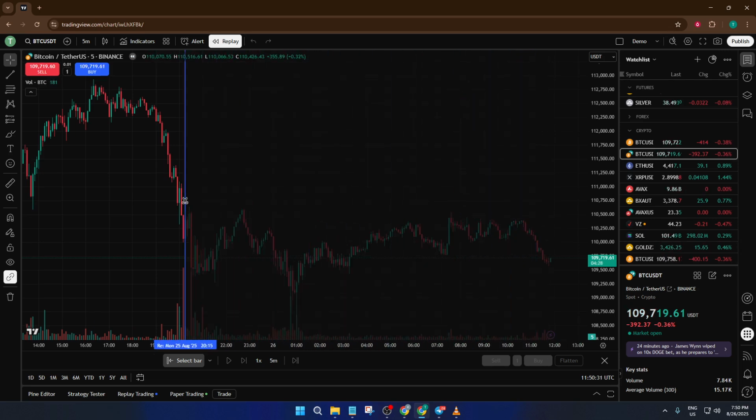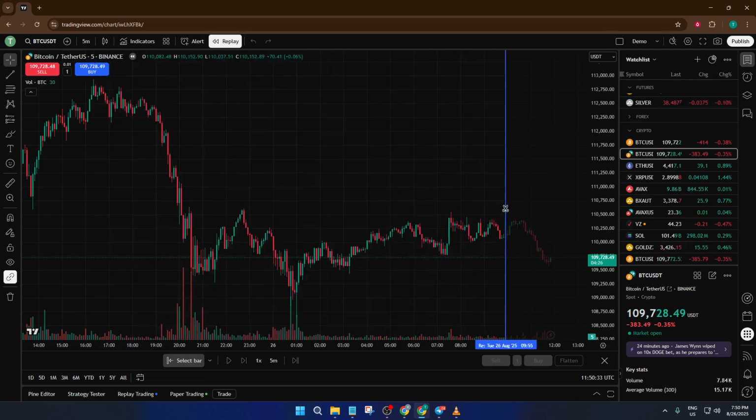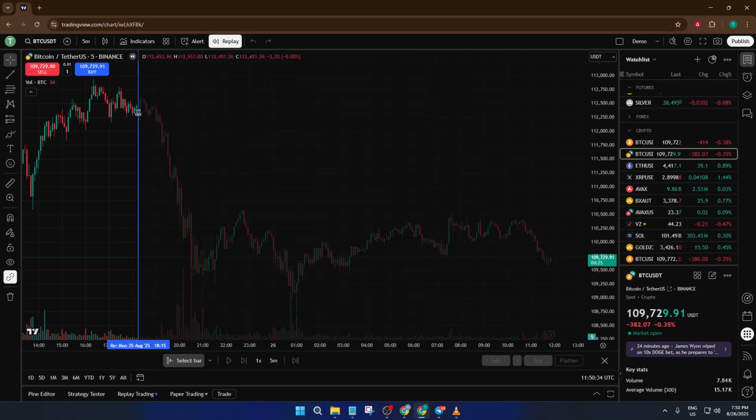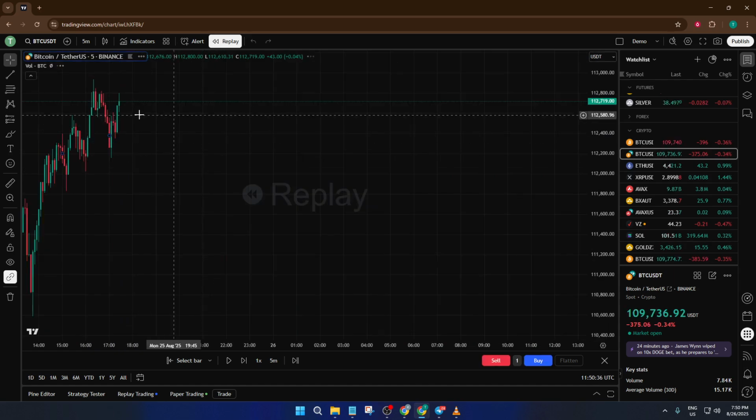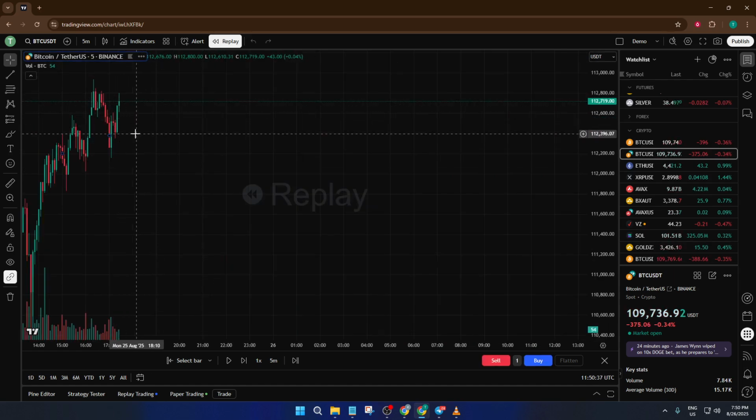Once you've activated replay mode, you'll notice that your cursor changes and you can now click anywhere on the chart. Choose a spot where you'd like your replay to begin, maybe a day before a big move or right before an important news event. Just click right on the price bar where you want to start. This is crucial because it determines the point in history where you'll be watching the market unfold, candle by candle, as if you were there in real time.